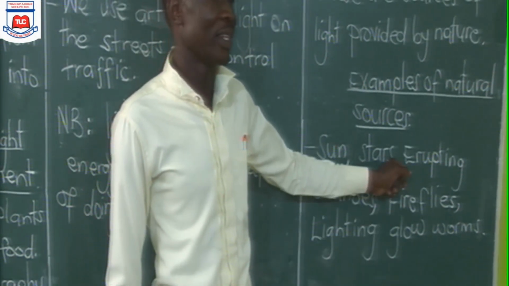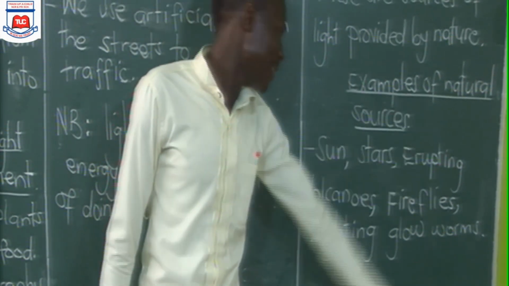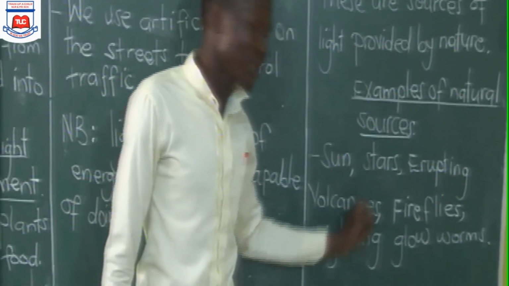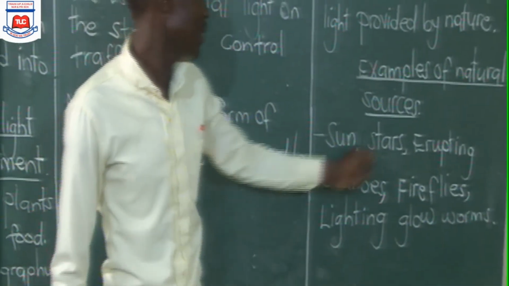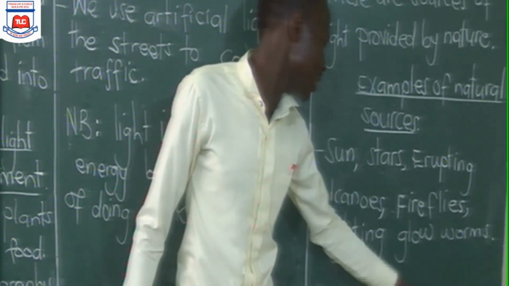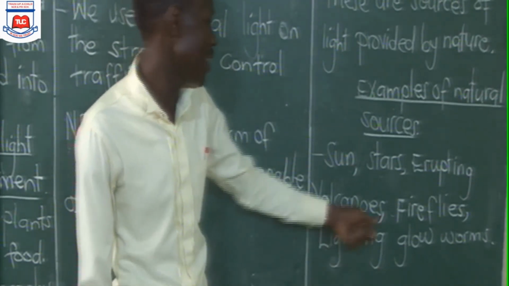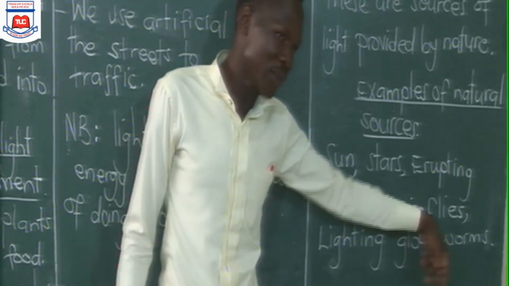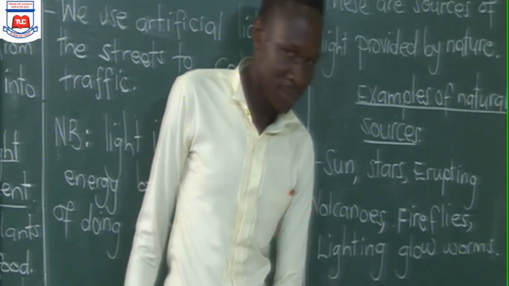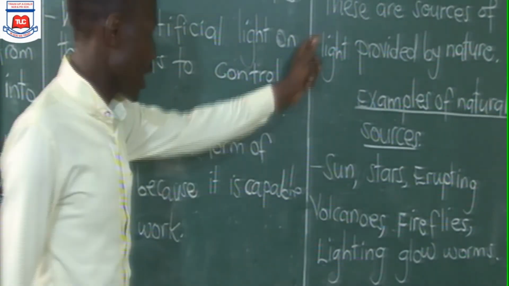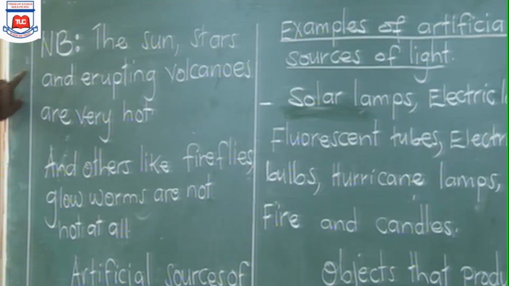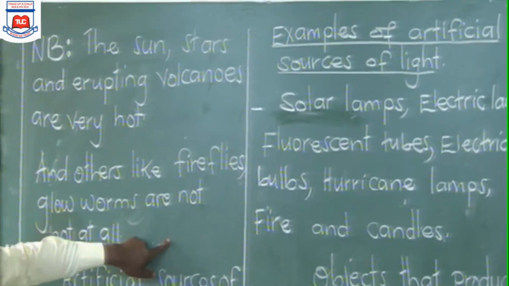We have what are called erupting volcanoes. We have volcanoes which are very active. They can erupt and then they produce that light. Then we have fireflies. These are insects that can fly in the night, and as they fly, they produce that light. Then we have lightning and then glowworms. So these are examples of natural sources of what? Of light. Very good. Before we look at the artificial sources of light, let's first look at this.